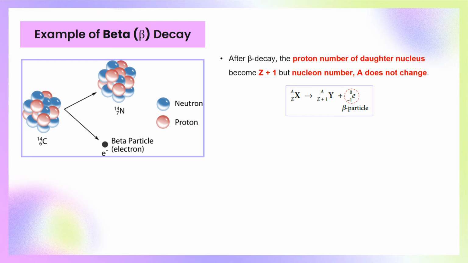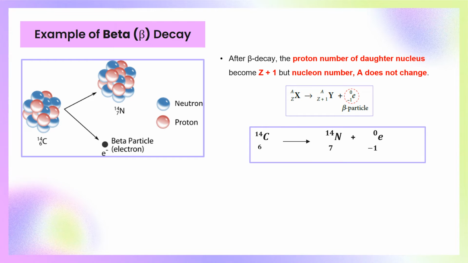To write the equation for this example, we can change the X to carbon, which is C, with 14 for the nucleon number and 6 for the proton number. After it undergoes the decay process, it will produce the daughter nucleus, which is nitrogen, and also the beta particle, which is an electron. The nucleon number for nitrogen does not change, but how about the proton number? The proton number Z will be plus 1 and it will become 7 for nitrogen.